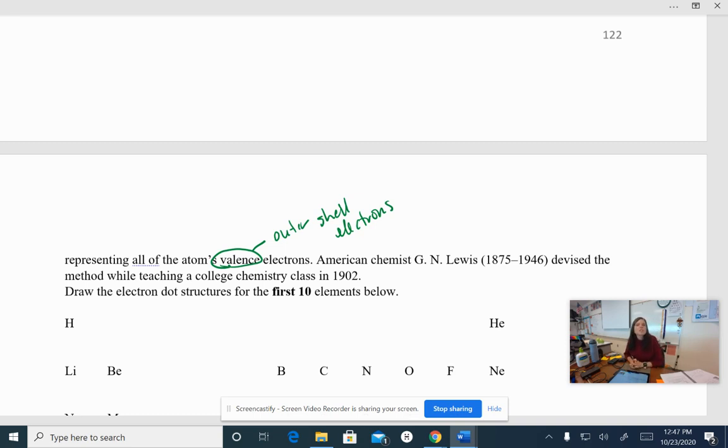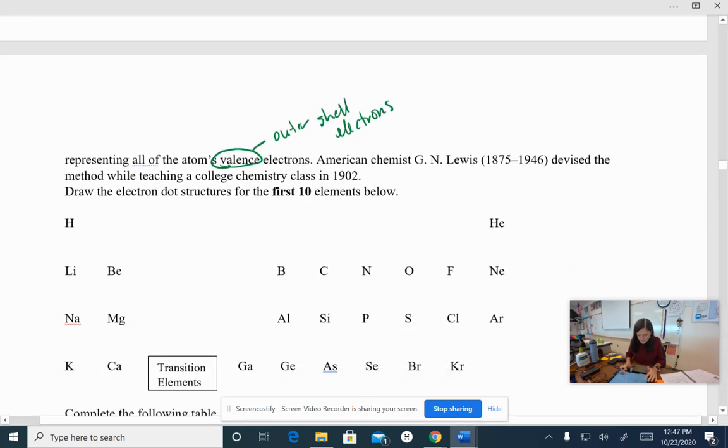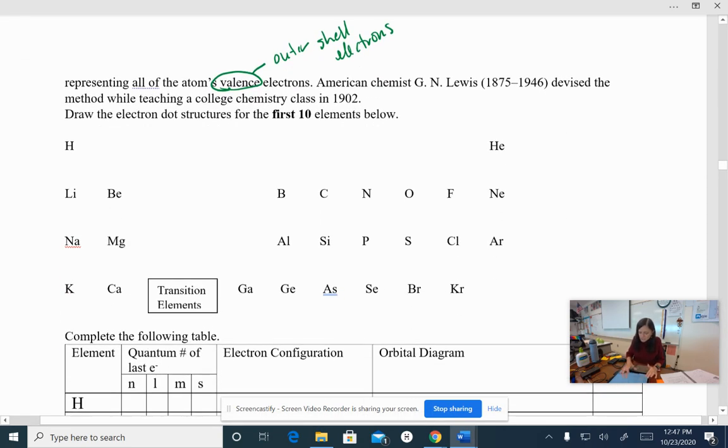Okay, so we're going to think of the elements as we go through the periods, the different rows. Each period is going to be a different shell. Gilbert Lewis devised this method while he was teaching college chemistry in 1902. So we're going to draw the electron dot structures and the configurations for the first 10 elements. And we're going to use this layout of the elements in a bit.